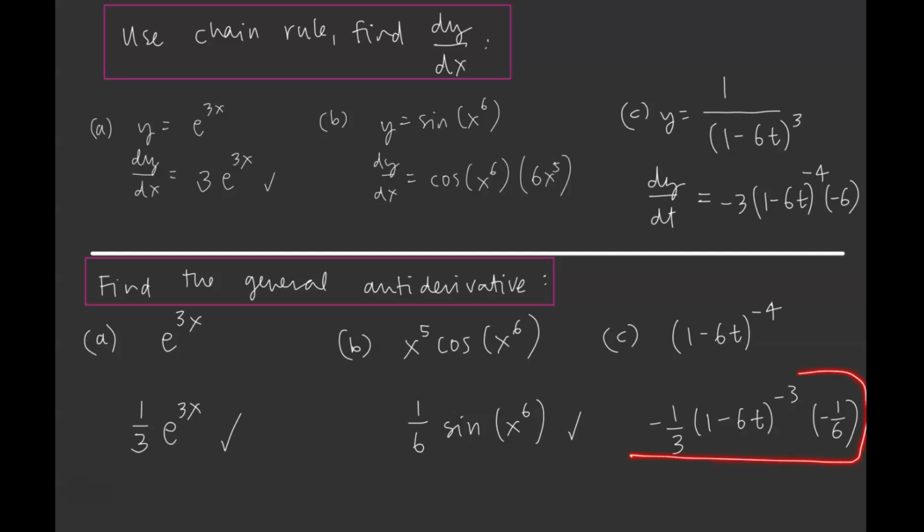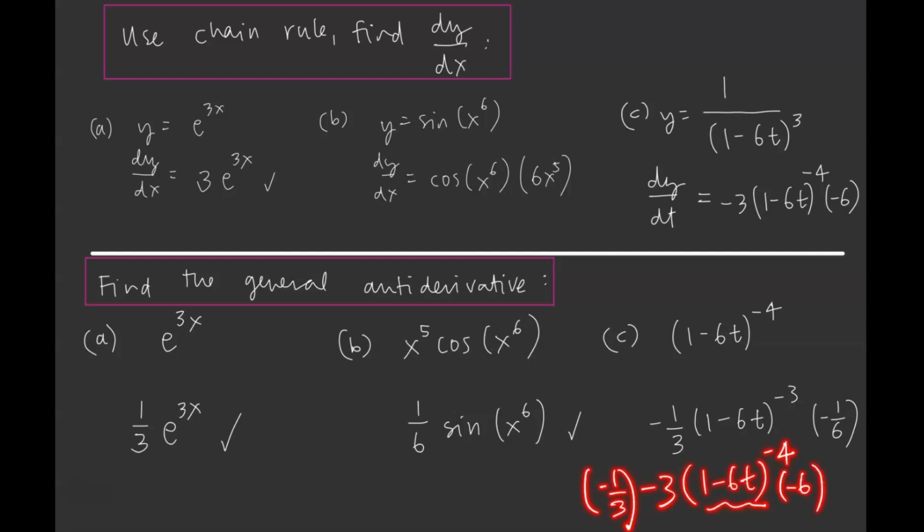So I'm saying that this, I could clean it up a little bit, but I'm saying that this is the antiderivative of this. Let's double check that. So if I just take this right here, let's see, 1 minus 6t now to the negative 4. There would be a negative 3 out here, but I have a negative 1/3. And then I also have to take the derivative of this, which is a negative 6, but I have a negative 1/6. So it looks like this cancels, this cancels, this cancels, this cancels, and I do end up with the thing that I started with. So this is the true antiderivative.